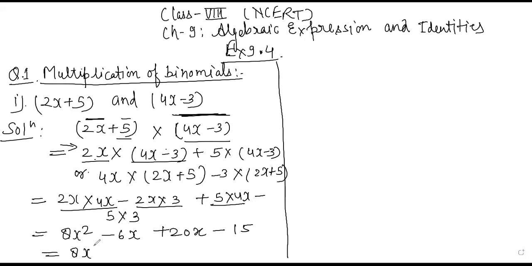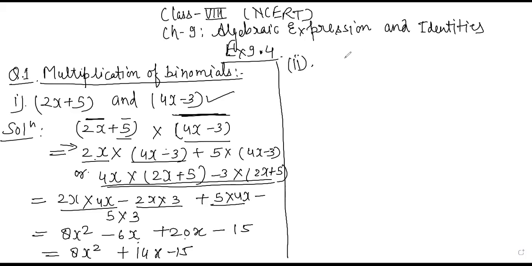So now you will get 8x square. Now if you simplify this one and this one, both are like terms, but the signs are different, so they will be subtracted and the sign will be positive because 20 has a positive sign. So 14x minus 15. Now this is the product, or you can say the multiplication, of the binomials. If you do it with this step or you take the other one, the answer will come the same. Don't worry about that.